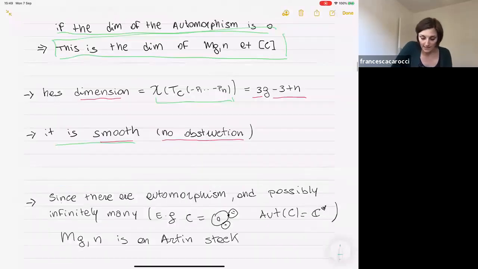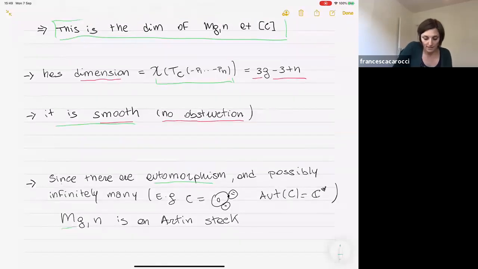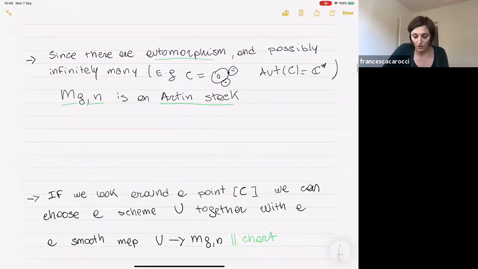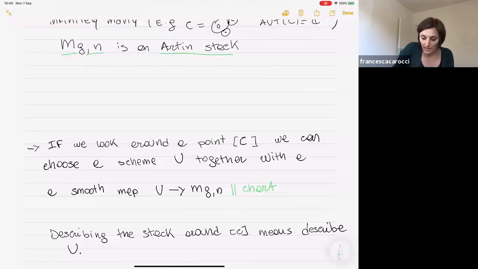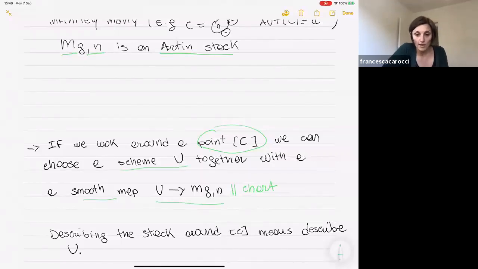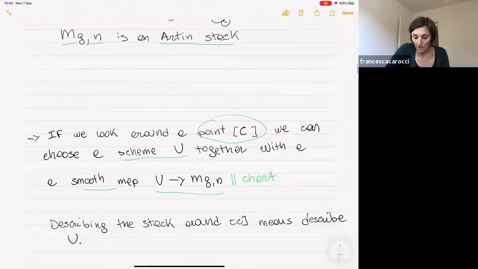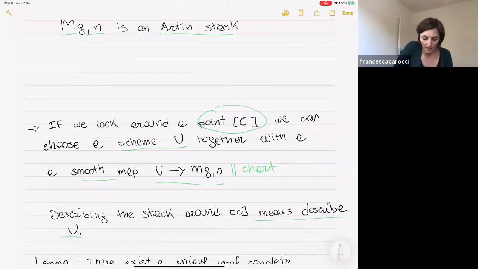And as we have already said, this space is smooth. The fact that there are these automorphisms, possibly infinitely many of them, is what tells us that this space is not quite a scheme, but is an Artin stack. But we will not worry about this technicality for the following reason. If we look around a point C in our moduli space, we can always choose a scheme U together with a smooth map from U to our moduli space, which we call a chart, and describing the stack around our point C just means describing this scheme U.